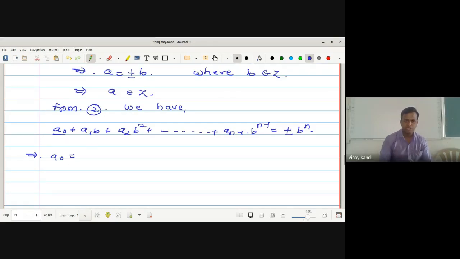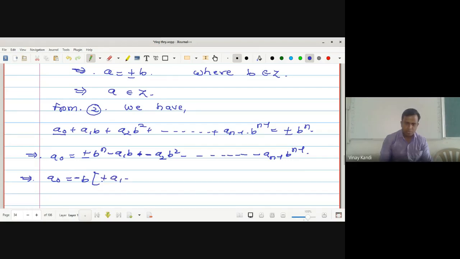हा येणार तिथेच ठेवला आणि हा सगळा काय केला तिकडे शिफ्ट केला, प्लस मायनस b raised to n आहे तसाच, मायनस a1 b, सॉरी मायनस a2 b square, मायनस up to so on, it is a n minus 1 into b raised to n minus 1. That implies a naught is equal to, take b common from this, b, okay, into bracket minus b, minus b. So here we have plus a1 plus a2 b, plus up to so on plus an minus 1 into b raised to n minus 1 plus minus b raised to n minus 1. Okay, यातनं एक b कॉमन बाहेर गेला.